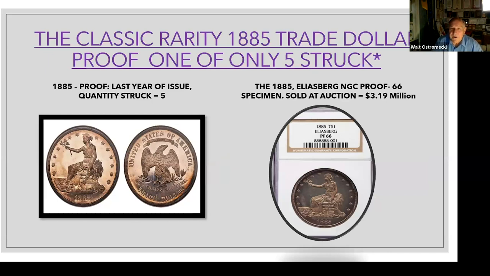On the right, you'll find a copy of the 1885 from the Eliasberg Collection proof 66 specimen, sold for what? $3.1 million. And that was 10 years ago, I believe, it was sold. Beautiful coin. Look at that. You can see it up here. These are examples, again, from NGC's files. Almost looks like it's made out of copper, but it's not.